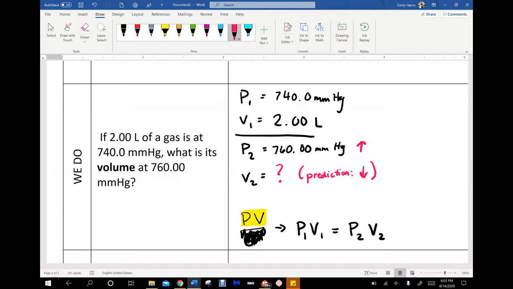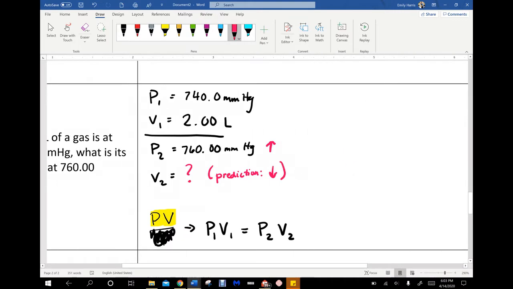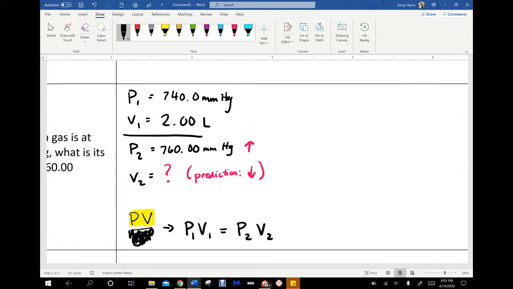And if our prediction doesn't match, then that means that we may have made a mistake somewhere in either our setup or our calculation, and that we need to go back and check our answer. So I'll write our formula one more time at the top, P1, V1, P2, and then we're solving for V2. So then it kind of becomes an algebra problem where we take each of our variables, plug them in to the correct spot, and then we'll solve.